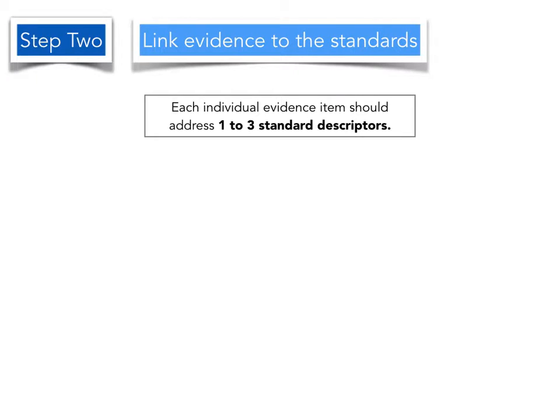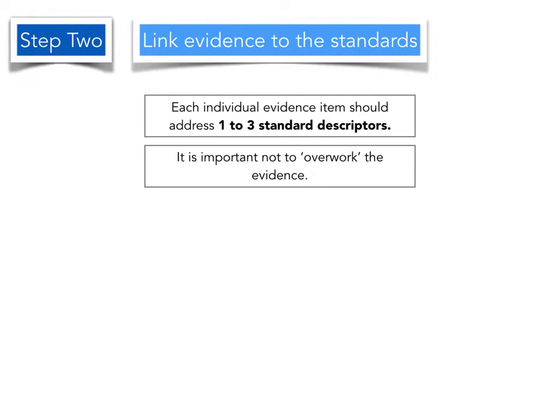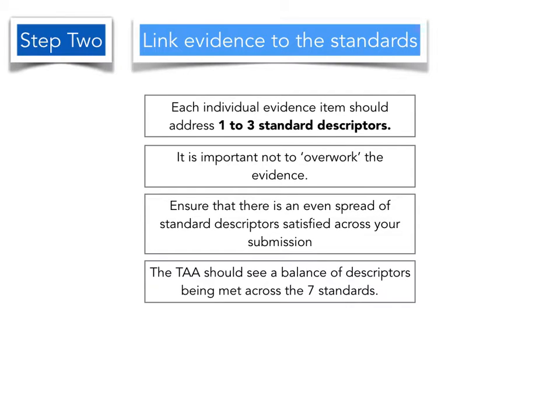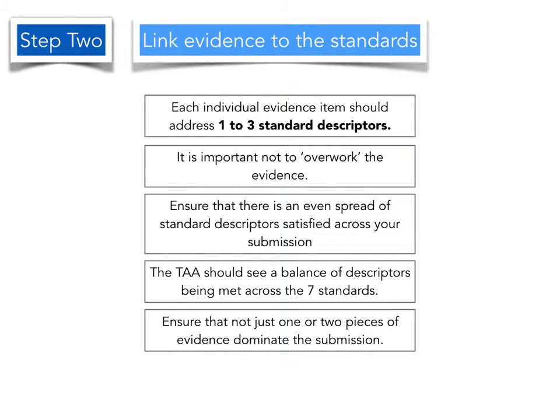Each individual evidence item should address 1 to 3 standard descriptors. It is important not to overwork the evidence. That is, ensure that there is an even spread of standard descriptors satisfied across your submission. Ensure that not just 1 or 2 pieces of evidence dominate the submission. This will illustrate to the Teacher Accreditation Authority that a balance of descriptors have been met across the 7 standards.